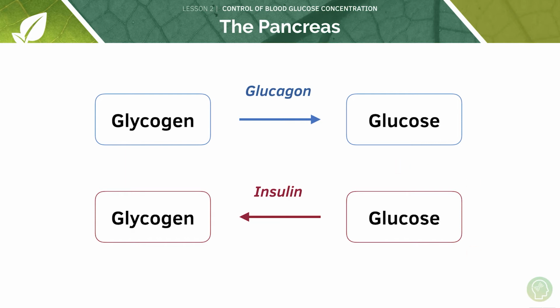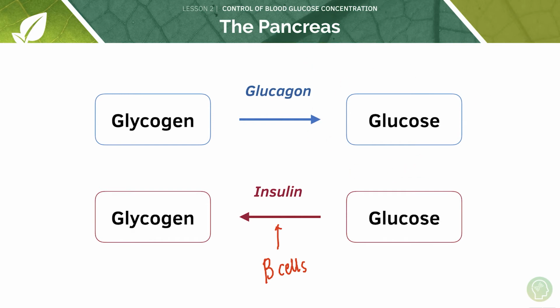Now, what do we do when we've got too much glucose in the blood and we want to move it into storage? Well, the beta cells of our pancreas secrete insulin, which then allows for glucose to be stored as glycogen. So can you see how these two hormones are doing opposite things?